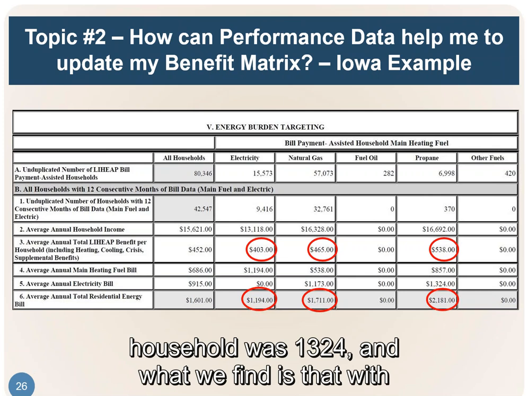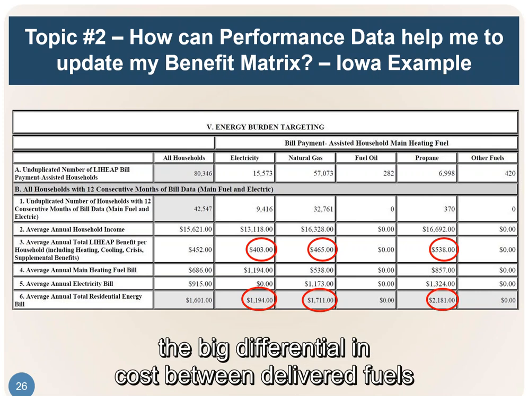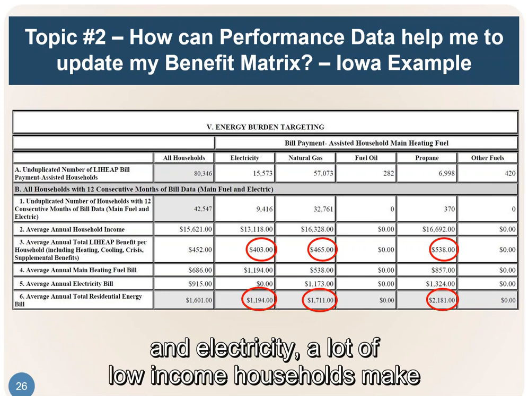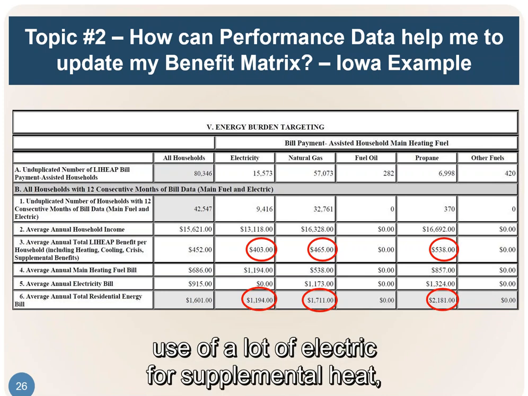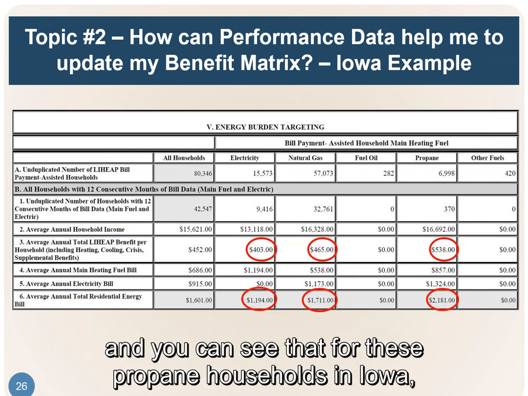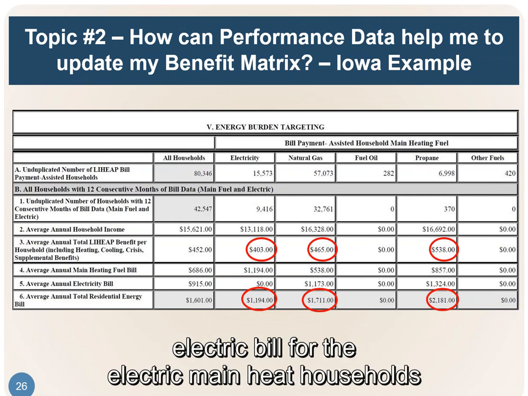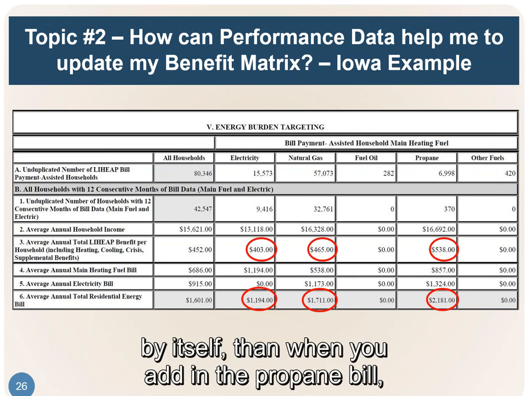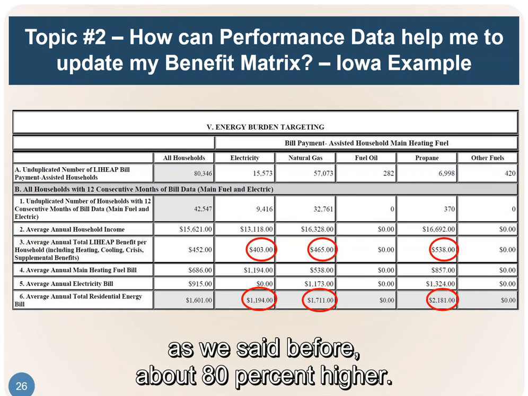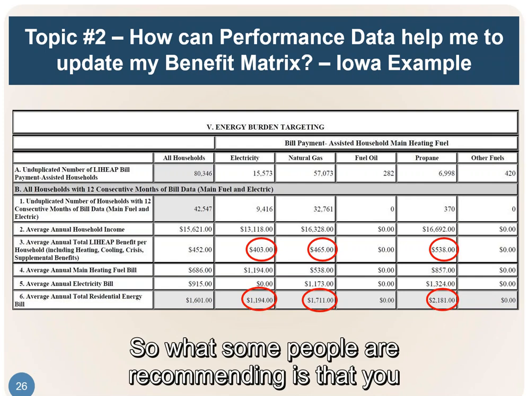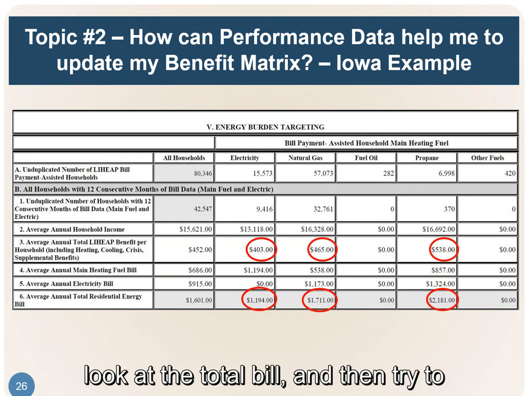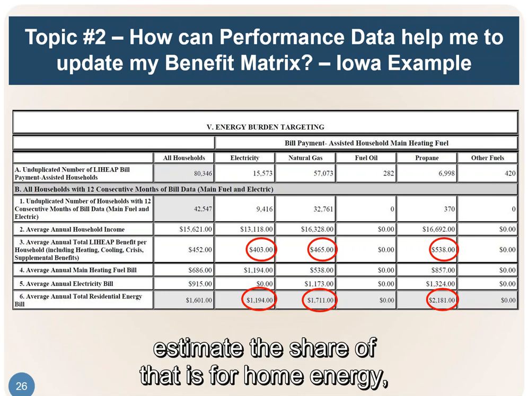And what we find is that with the big differential in cost between delivered fuels and electricity, a lot of low-income households make use of a lot of electric for supplemental heat. And you can see that for these propane households in Iowa, their average electric bill is higher than the electric bill for the electric main heat households by itself. Then when you add in the propane bill, it's, as we said before, about 80% higher. So what some people are recommending is that you look at the total bill and then try to estimate the share of that is for home energy.